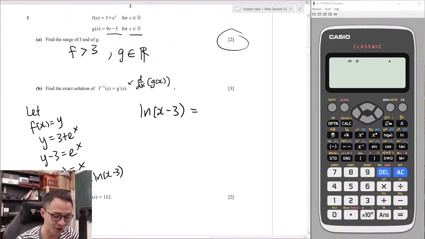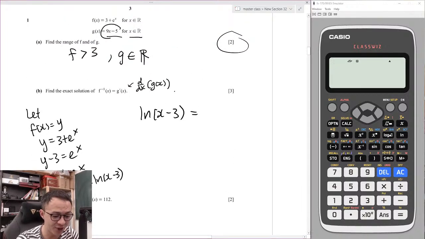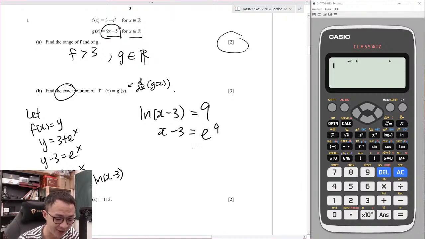Then I want to differentiate g(x). Differentiating 9x minus 5, I get 9. So I want to solve this, and the question asks for an exact solution. That means I cannot use a calculator, I need to leave it in exponent form. So ln of x minus 3 equals 9, so x minus 3 equals e power of 9, then x will be e power of 9 plus 3. This will be your final answer.